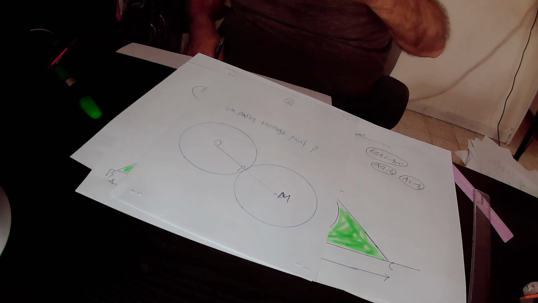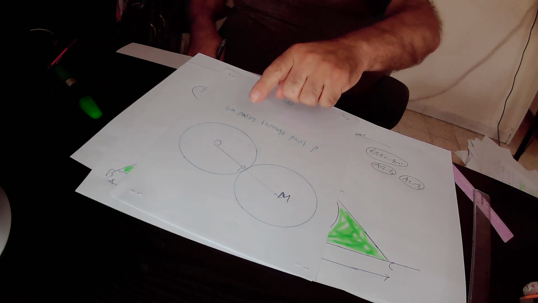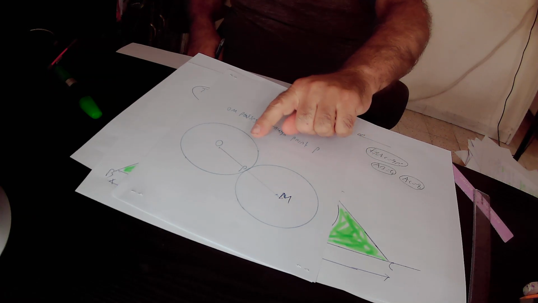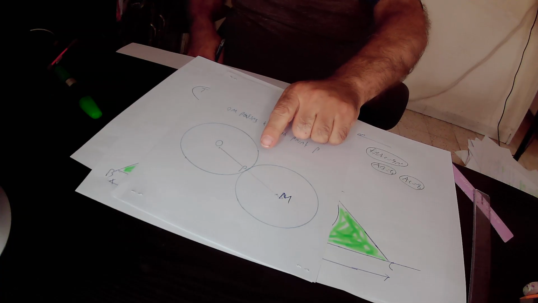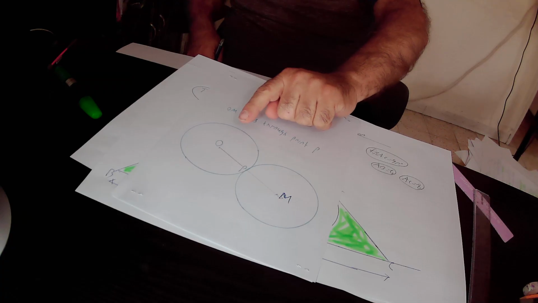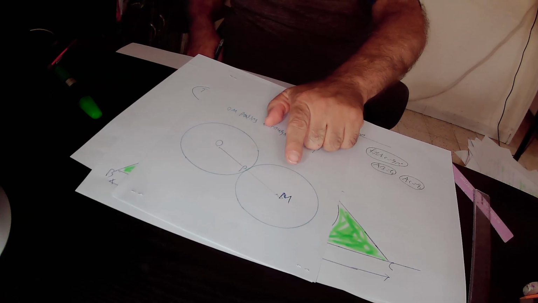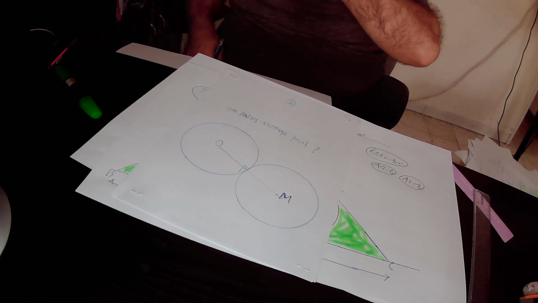Again, according to rule 10, the straight line OM that connects their centers together must pass through point P, that is their touching point. Or OPM is one straight line. Again, OPM is one straight line according to rule 10.